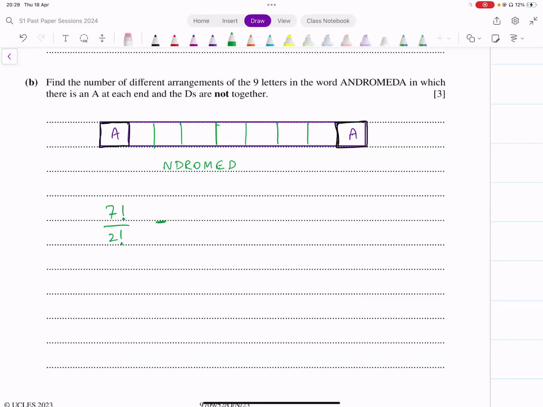What happens when 2 D's are together? We can put them in one box like this. And then in the remaining boxes, we've got the rest of the letters, which are N, R, O, M, E. How many boxes do we have now? 6 boxes. All of them are different. No 2 boxes are identical now. So we just do 6 factorial for that. So this is total minus the case where the 2 D's are together. You subtract that case from the total, and that's going to give you the result. You can see what this turns out to be. What's this number?